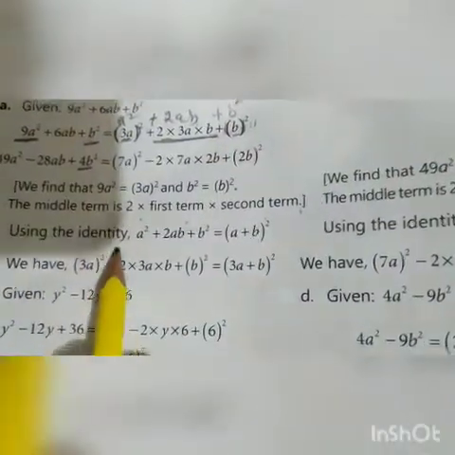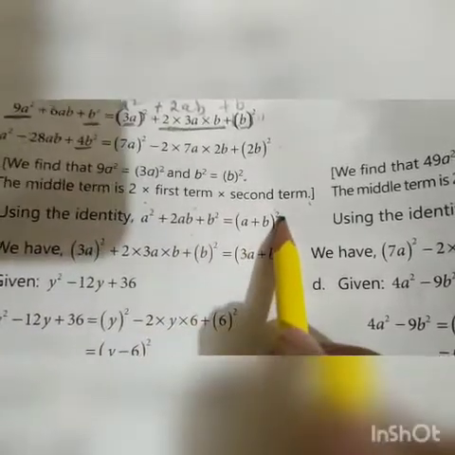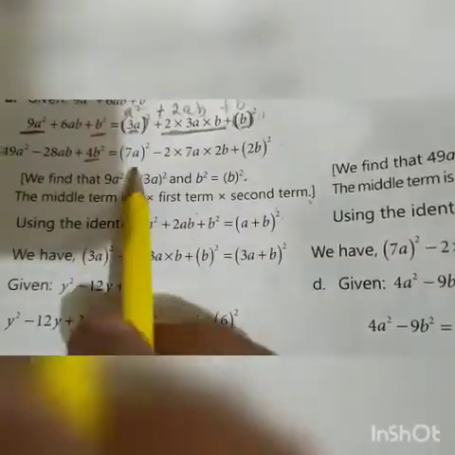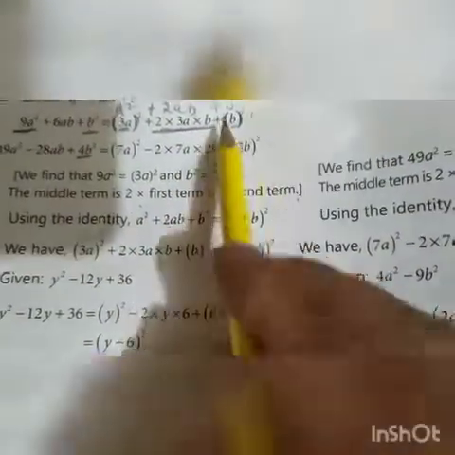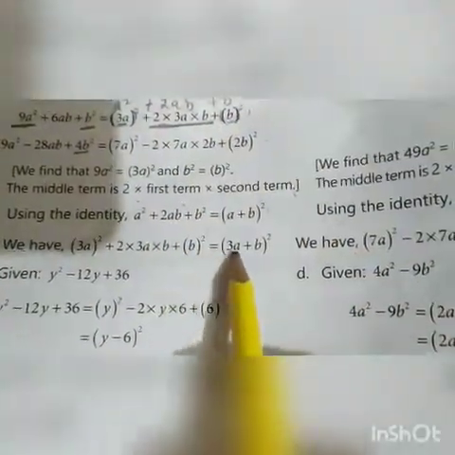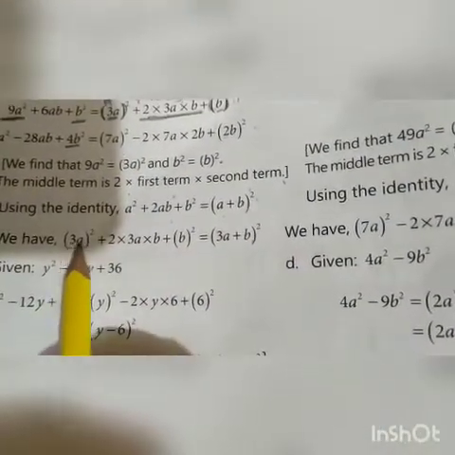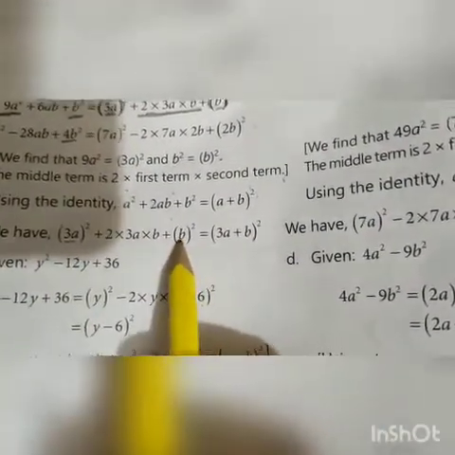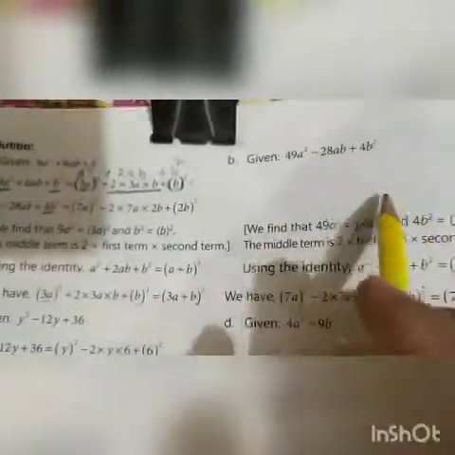So using the identity a square plus 2ab plus b square is equal to a plus b whole square, we have 3a whole square plus 2 into 3a into b plus b whole square is equal to 3a plus b whole square. Because value of a is 3a and value of b is b. So 3a plus b whole square. Clear? Now see, it's the second part, b.